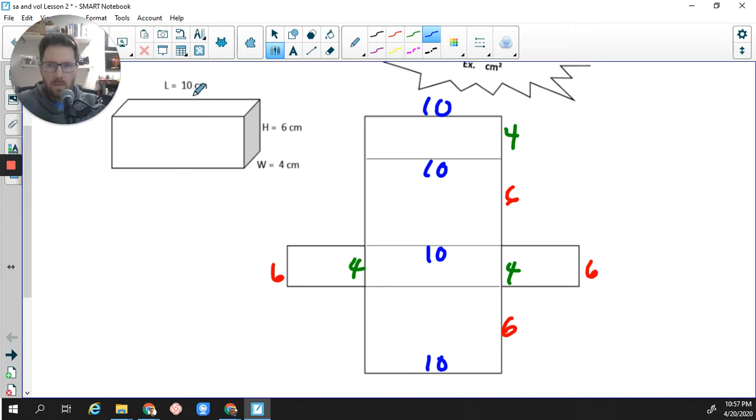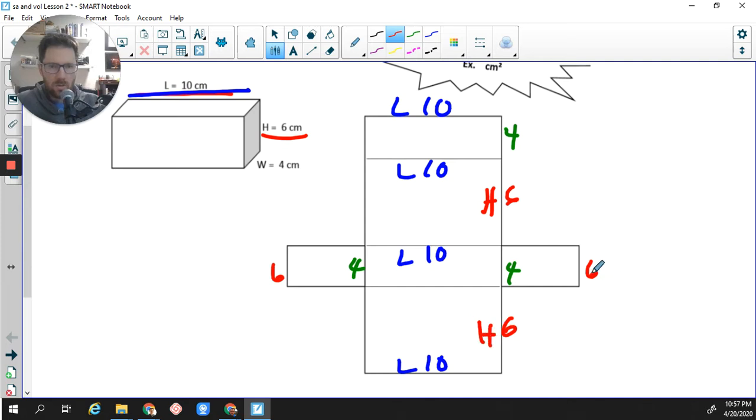So if we take a look here, we've got this side here. Oh, wrong color pen. I thought I switched it. There we go. We got our 10. So that's representing the length. So I'm just going to throw in an L on each of these just so we got that. We've got our height, which is 6. And so I'm going to throw in an H here.